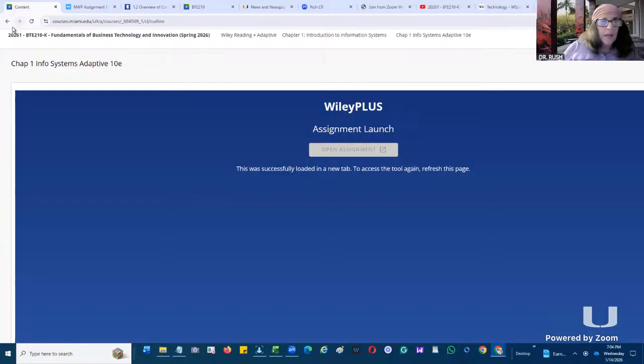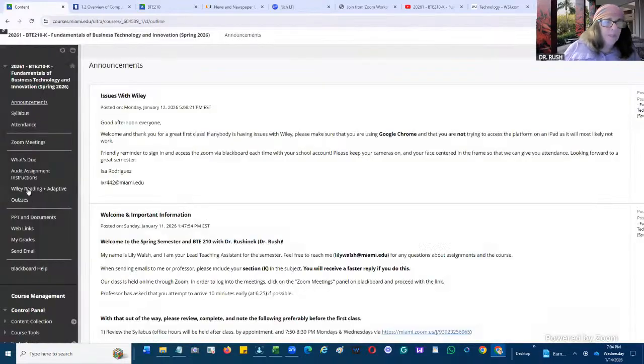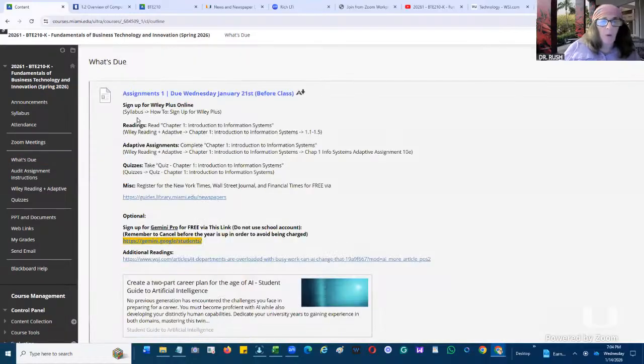Okay, so if I go back, then that is the widely adaptive. The other thing that I want to emphasize is once I have the weekly reading and adaptive, I have also, let me go back to what's due. So I know I signed up. I know the readings, what I did. I know I did the adaptive.